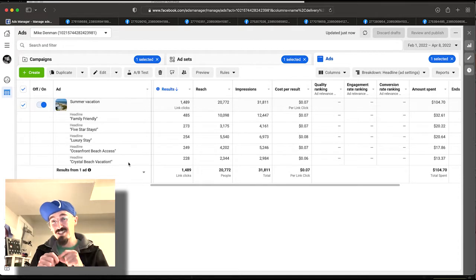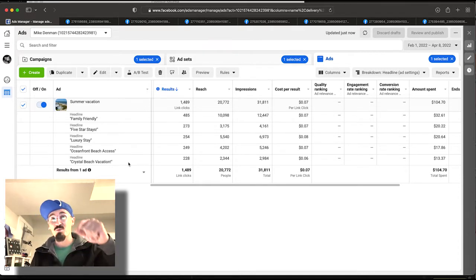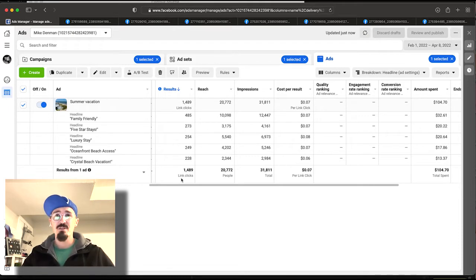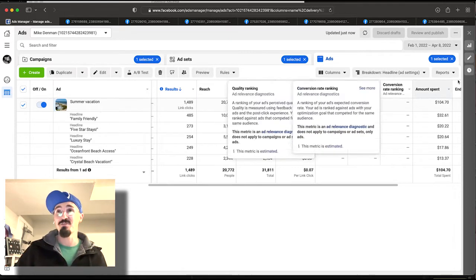Now I'll even change these to use as the primary text to switch them around and then see what works, because like 20,000 people saw this ad. Ultimately out of the 20,000 people, 1,500 clicked. So when we're looking at the real range, a lot of people did see some of this stuff.